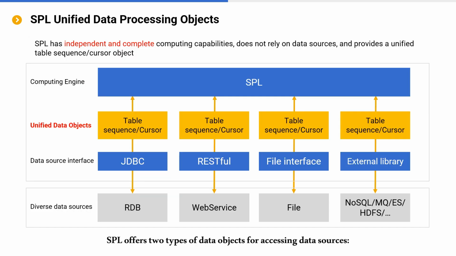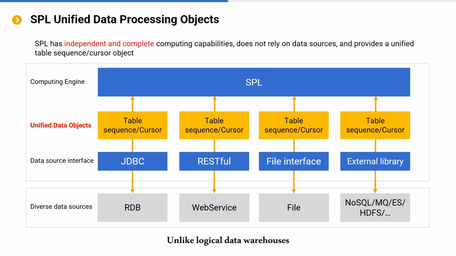SPL offers two types of data objects for accessing data sources, table sequence and cursor, which correspond to in-memory data table and streaming data table, respectively. Almost all data sources, including RDB, provide interfaces for these two types of data objects. Smaller datasets can be read all at once using in-memory data table, while larger datasets must be retrieved incrementally using streaming data table. With these two data object types, SPL can accommodate nearly all data sources.